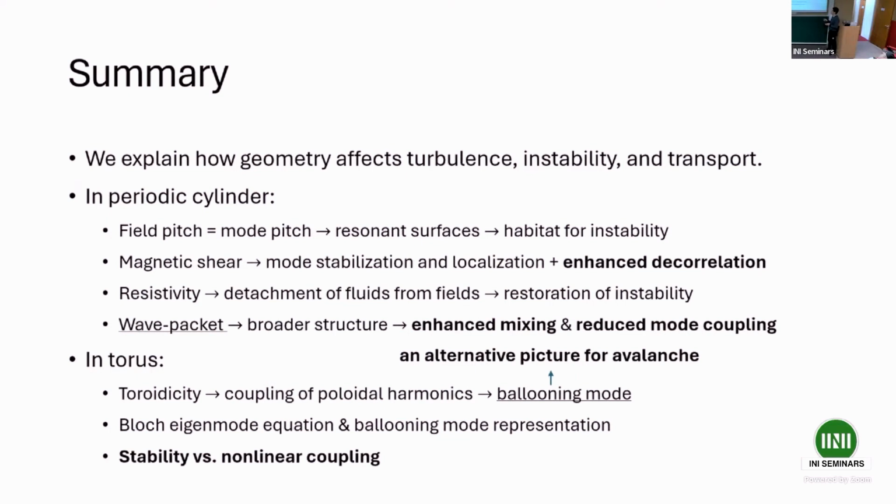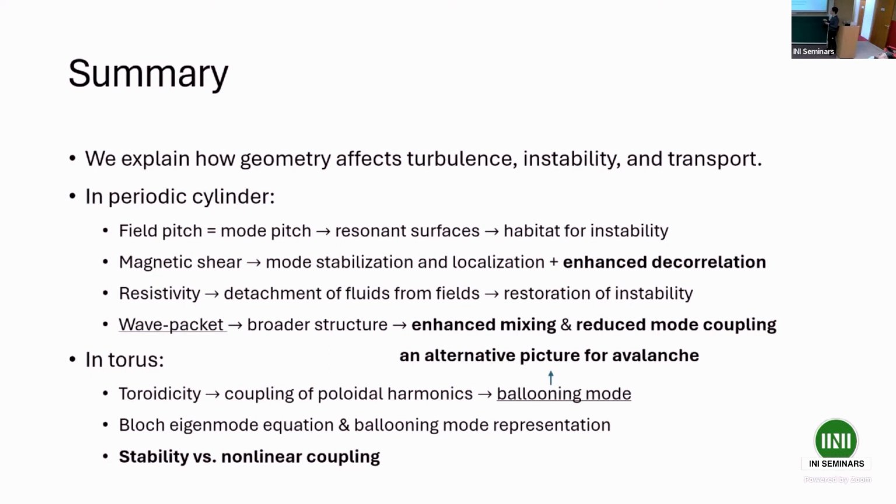But if we look at the wave packet of this spatially localized instability, we can get a quasi mode which has a much broader mode structure. This is good for mixing, but at the same time, the mode coupling between these two wave packets is weak, and from this wave packet we can naturally connect to the ballooning mode, which is in the toroidal geometry.